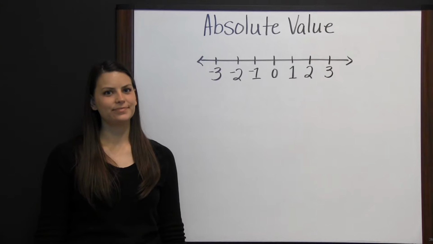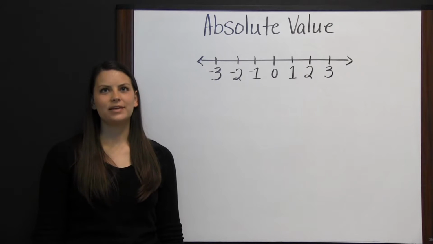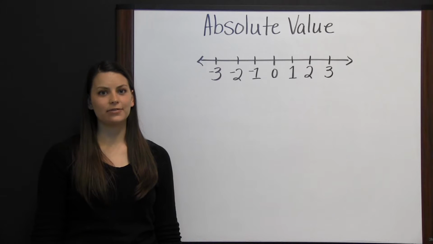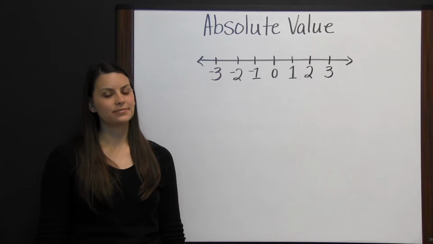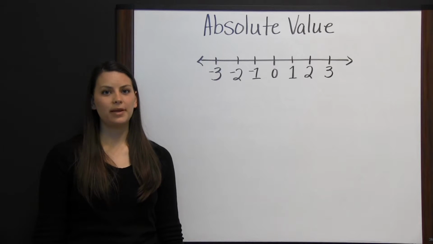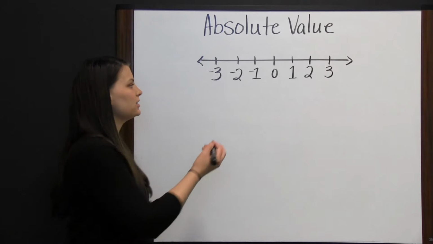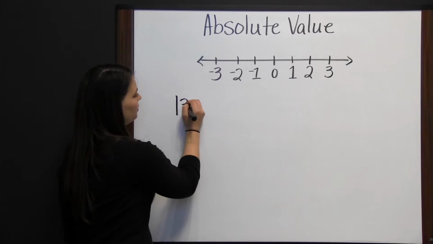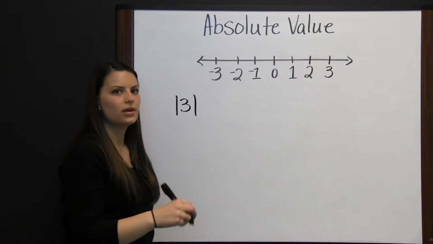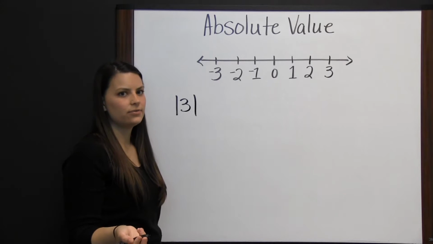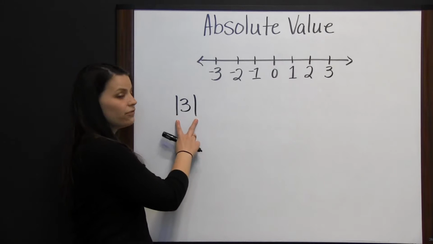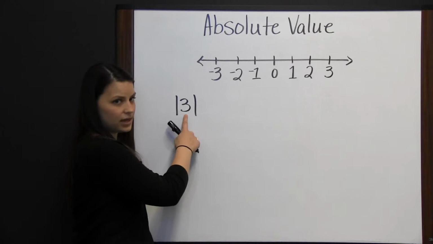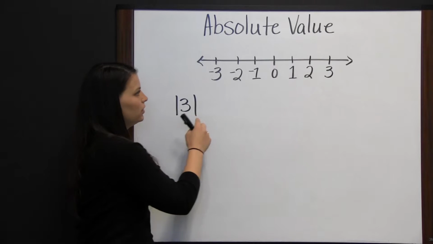Absolute value. Absolute value is the distance of a number from 0 and is always positive. It's denoted by a pair of vertical lines surrounding the value, such as the absolute value of 3. You can think of absolute value like you're being asked a question. And the question is, how far is 3 from 0?